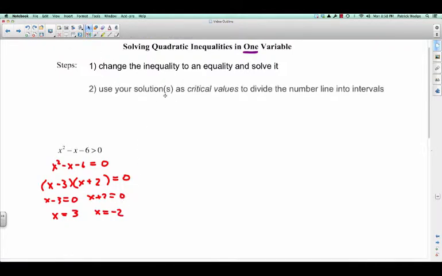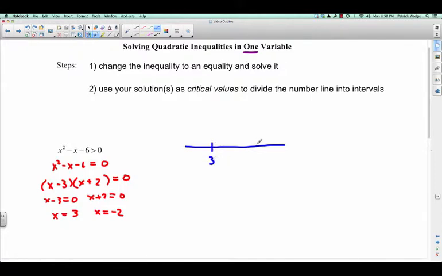Second step, use your solution, or solutions, in this case we got two solutions, as critical values to divide the number line into intervals. Whoa, that sounds confusing. It's actually not. You're going to make the world's easiest number line. Here's my number line. I'm only going to put these points on it. You can put more if you want, but I find it easier to put just these points on.